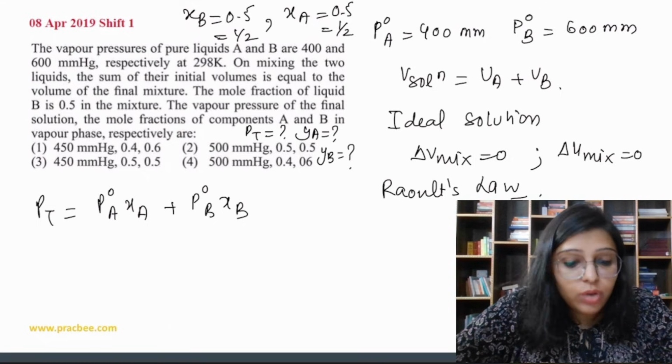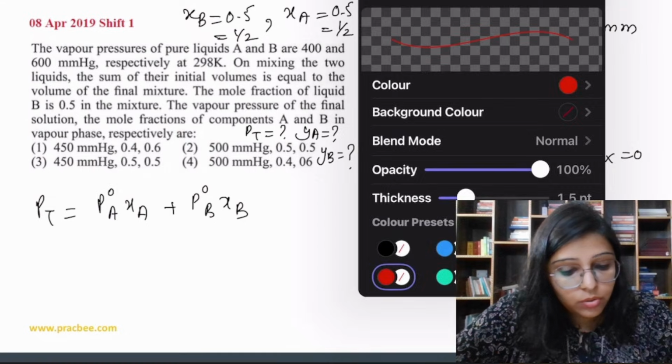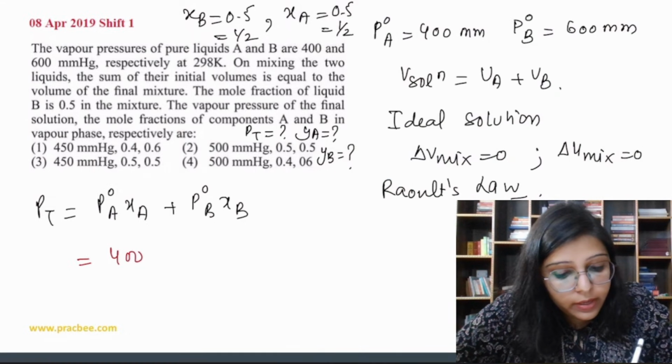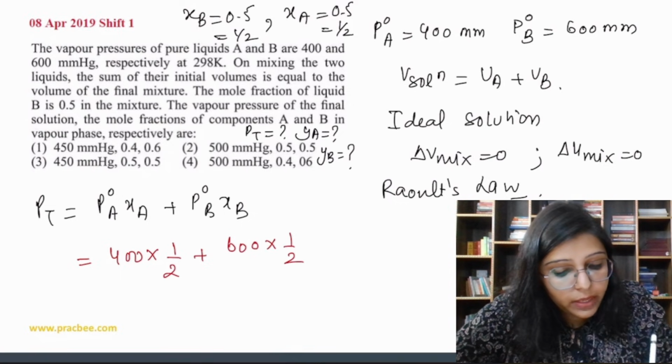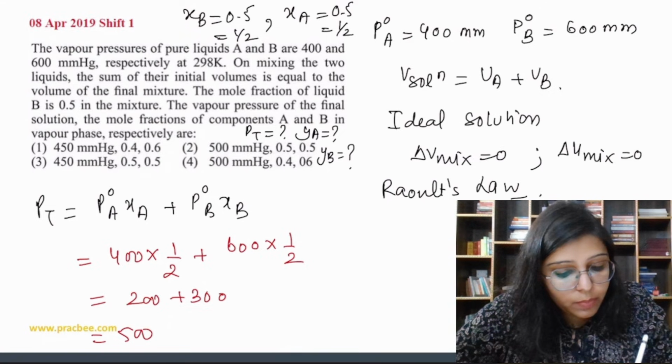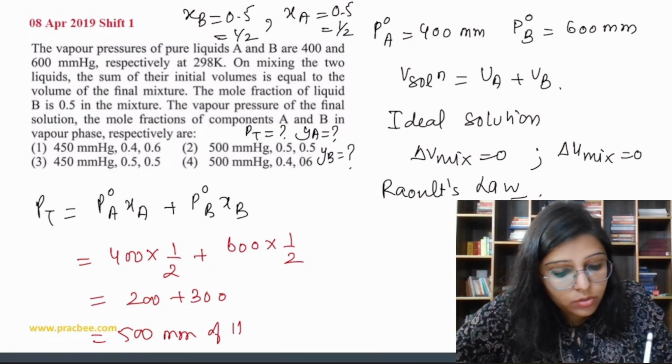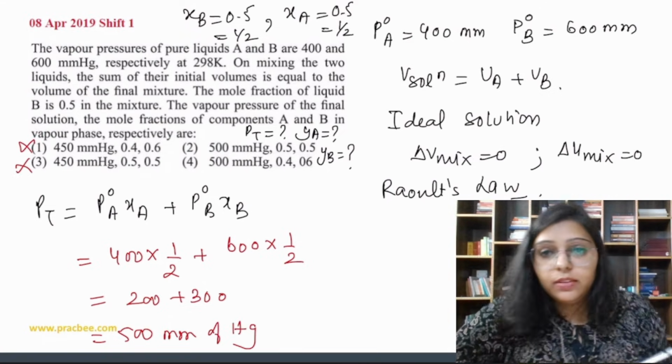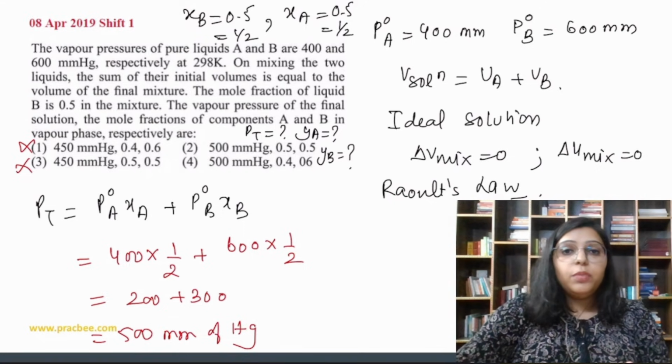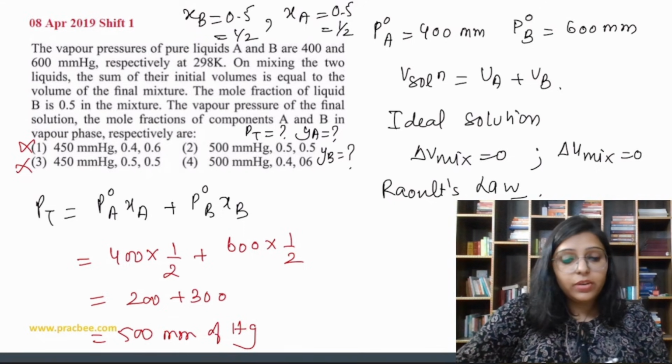Right? So how to solve this? So P naught A is 400, XA is 1 by 2, P naught B is 600 and XB is 1 by 2. So we get 200 plus 300, which is equal to 500 mm of Hg. So it means options number 1 and 3 are wrong. Now we have two options, option number 2 and 4. So let's find out YA.